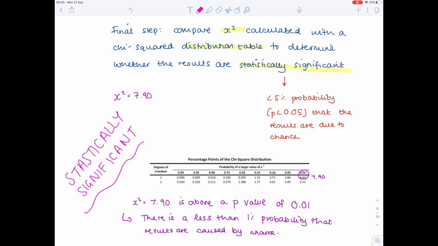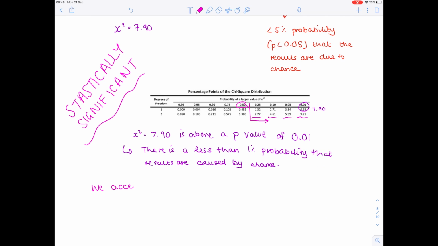Just to show you on the table when the results do start becoming statistically significant, I already told you that was when there is a less than 5% probability that the results are due to chance, and we can pull that out the table right here because there's 0.05, so everything above here is statistically significant. What does that mean in terms of rejecting and accepting our hypotheses? Well, we say in this case that the null hypothesis is rejected and the alternate hypothesis is accepted.